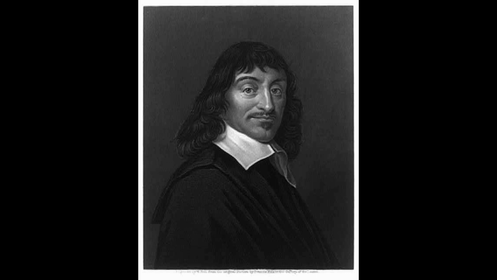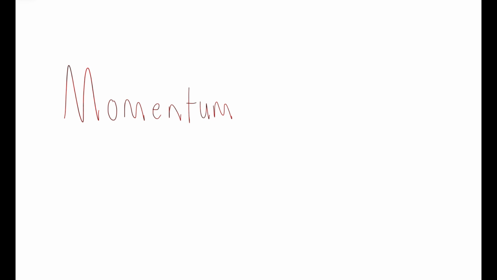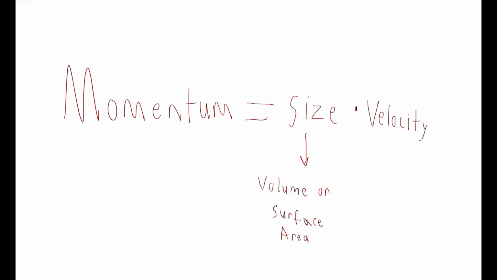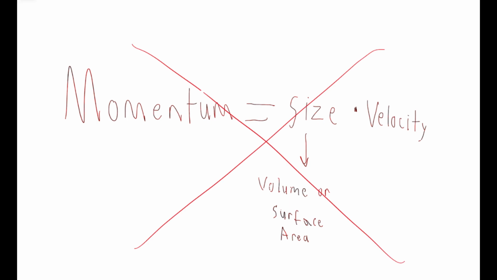Decades earlier, a man by the name of René Descartes was also studying Aristotle and Galileo's work, and formulated that motion could be conserved in a system, or isolated set of objects. He found that the motion, or momentum as it would later be called, could be mathematically portrayed as size times velocity. Unfortunately, he believed that the size came from an object's volume, or surface area, which actually had no effect on its momentum, so he got that part wrong.